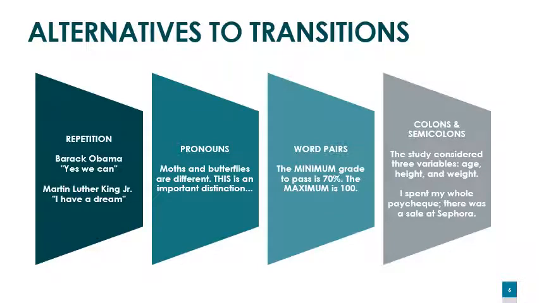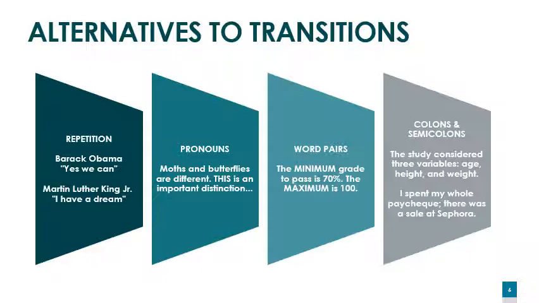We're going to look at colons and semicolons in a little bit more detail. However, here's a quick example of how to use a colon to transition between ideas. The study considered 3 variables: age, height, and weight. After the word 3 variables, we have the colon, which implies that we're going to get to know what those 3 variables are. Implicitly, it's connecting the earlier part of that sentence, the study considered 3 variables, with the variables themselves. The reader has an expectation that what comes after the colon is going to be in relationship to what came before.